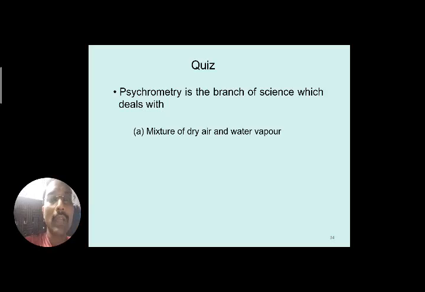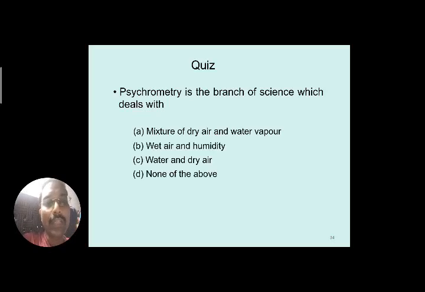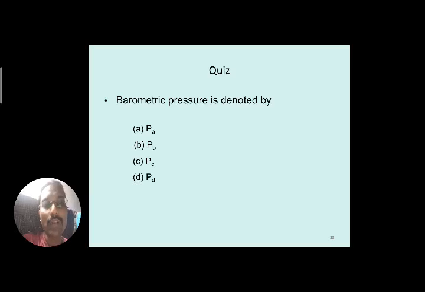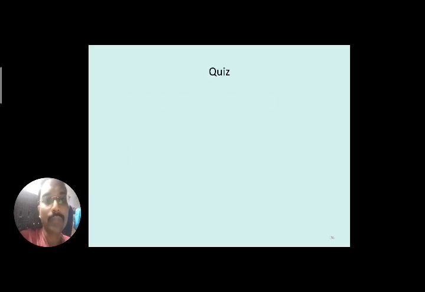For the first question: psychrometry is a branch of science which deals with the options A, B, C. It is a mixture of dry air and water vapor. So wet air and humidity is a wrong answer. Water and dry air is also a wrong answer. Not completely water, it's water vapor along with the mixture of the dry air. The answer you can note as the first one, A. Next, second question: barometric pressure is denoted by. Generally, you can easily tell from the P suffix B, so B is the answer.